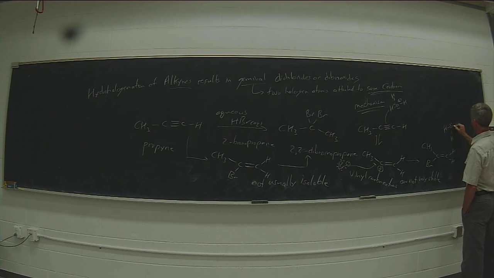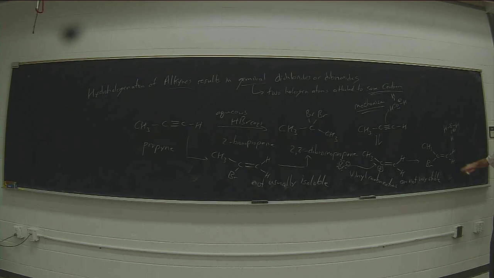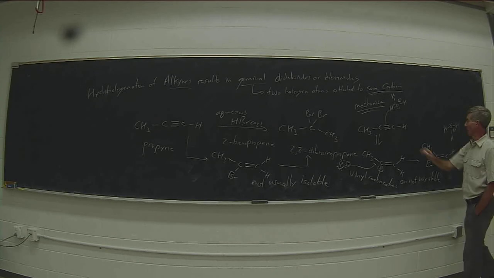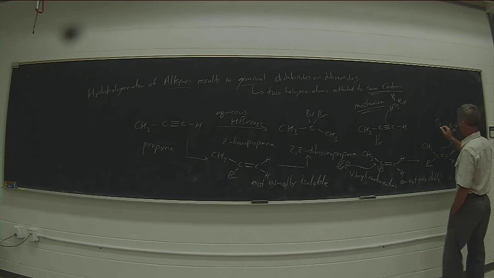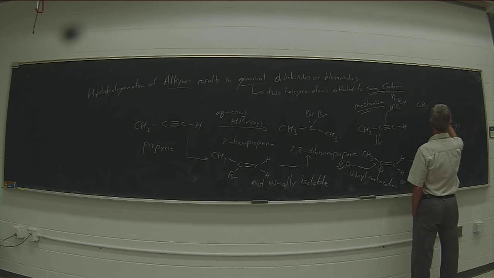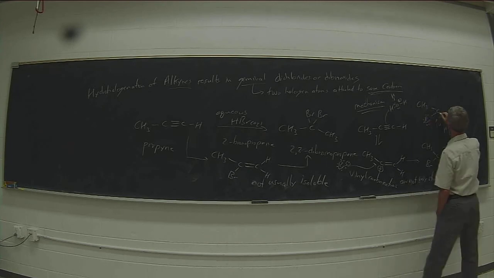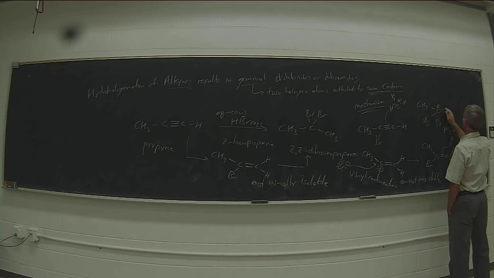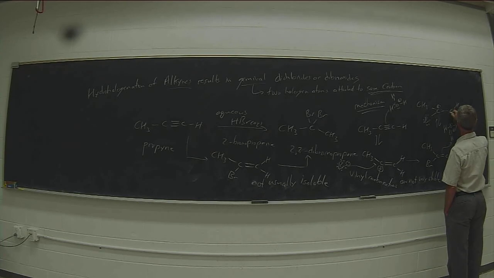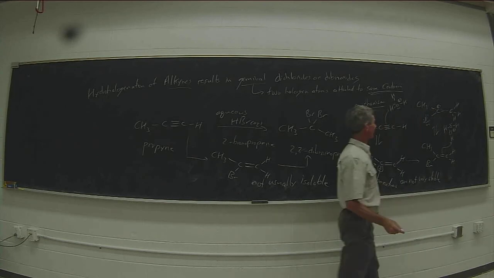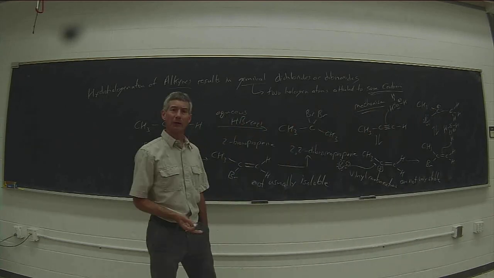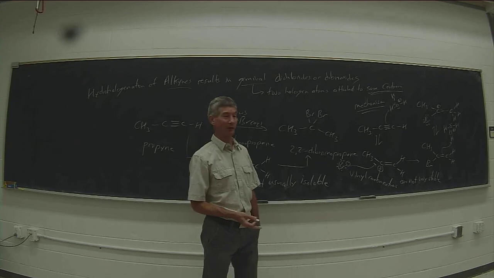it can react with additional acid. And even though this pi bond is less electron rich than this pi bond, because of the carbocation stability, this reaction is faster than the initial reaction. And if you look at that carbocation, you can probably tell me why that carbocation is more stable.